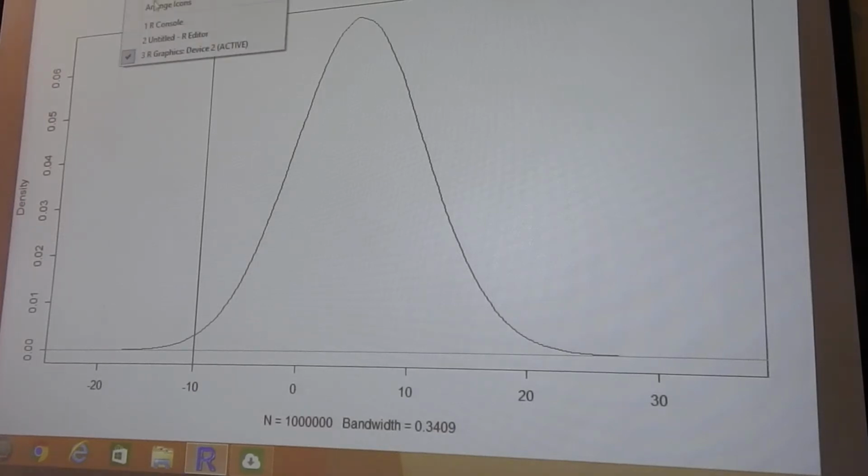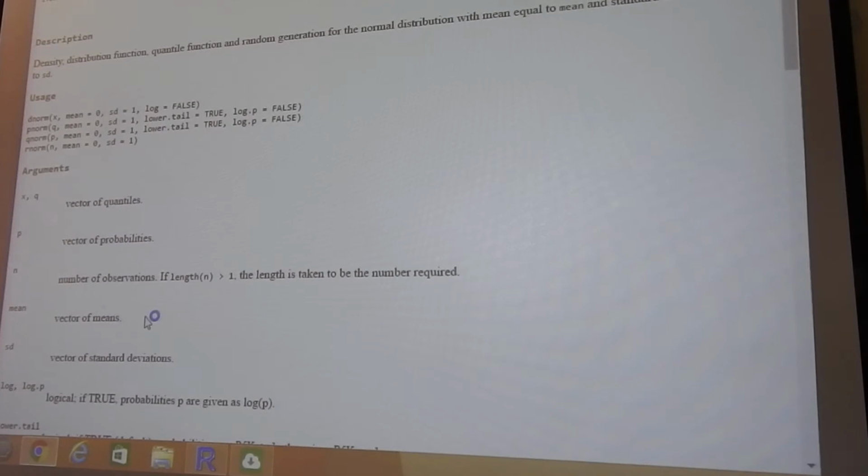So there is a command in R called pnorm. What does the command pnorm tell you? It tells you the probability up to a point q. So if I wanted to ask that question, I'll use the command pnorm with -10.